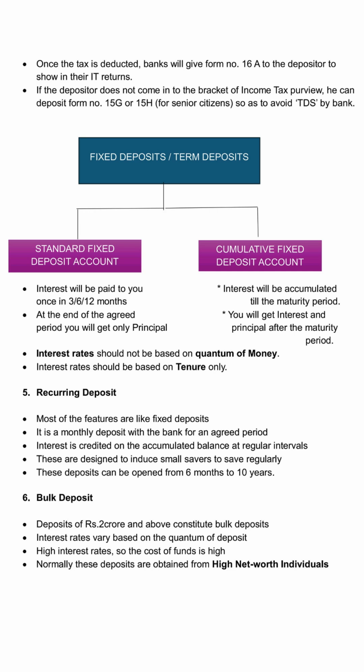Recurring deposit is similar to fixed deposit, with a monthly deposit with the bank for an agreed period. Interest is credited on the accumulated balance at regular intervals. These are designed to induce small savers to save regularly. These deposits can be opened for 6 months to 10 years. Then, as I mentioned earlier, a deposit of rupees 2 crore and above constitutes bulk deposit. Interest rates vary on the quantum of deposit. High interest rates mean the cost of the funds is high. Normally, these deposits are obtained from high net worth individuals.